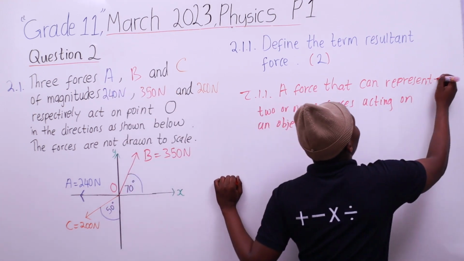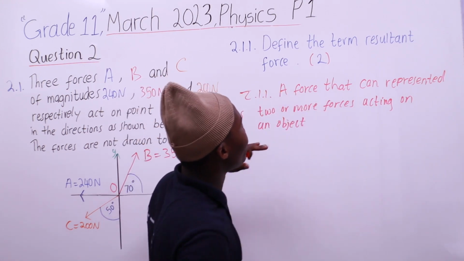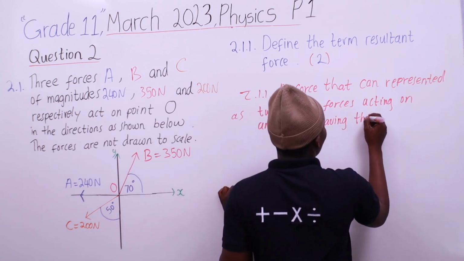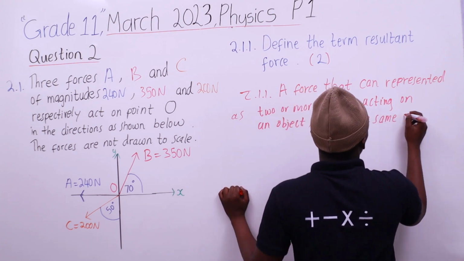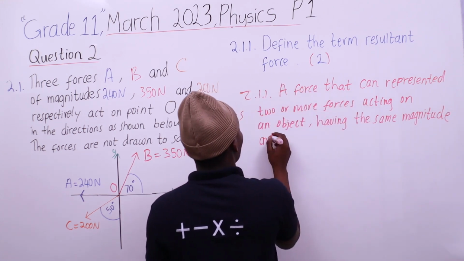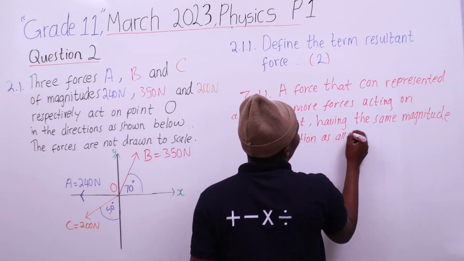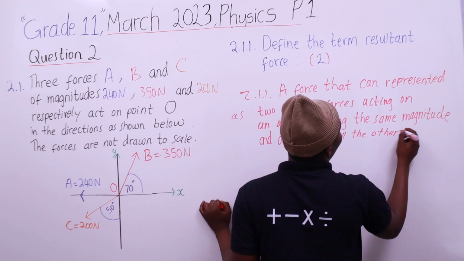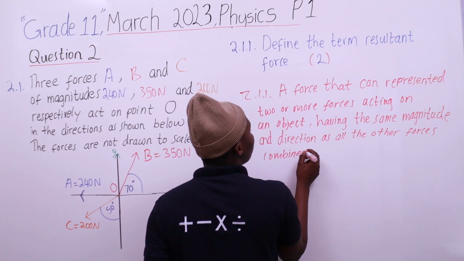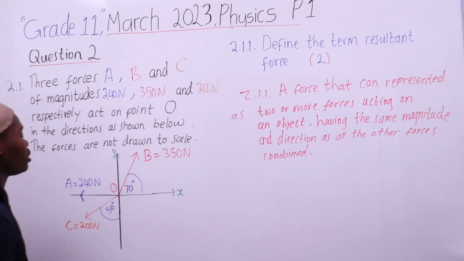as two or more forces acting on an object, having the same magnitude and direction as all the other forces combined. So when you combine all the other forces, you get the resultant force.